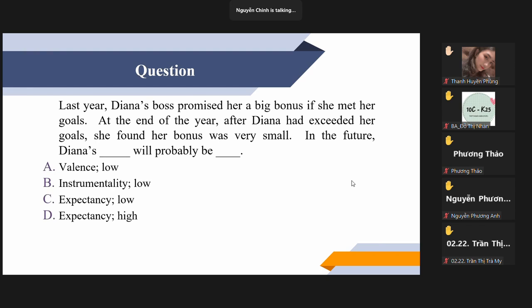Diana's boss promised her a big bonus, but she found her bonus was very small. So in the future, Diana's balance will probably be lower.